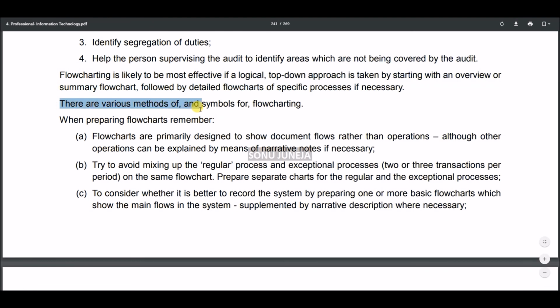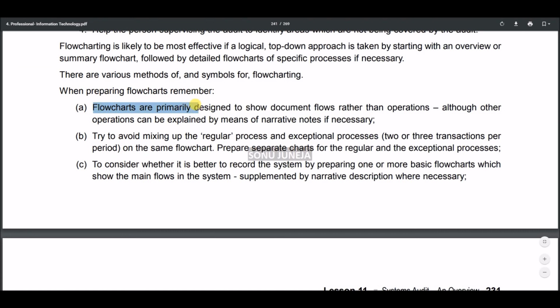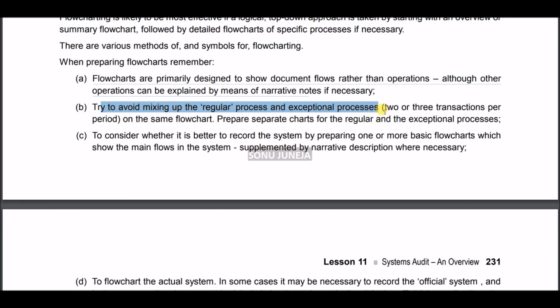Now there are various methods of and symbols for flowcharting. So when you're preparing, make sure you remember all these points. Flowcharts are primarily designed to show document flows rather than operations. Although other operations can be explained by means of narrative notes if necessary, try to avoid mixing up the regular process and the exceptional process. So make sure it is consistent: if it's a regular process, keep it to that. Do not mix two or three transactions per period on the same flowchart. Prepare separate charts for the regular and exceptional processes.